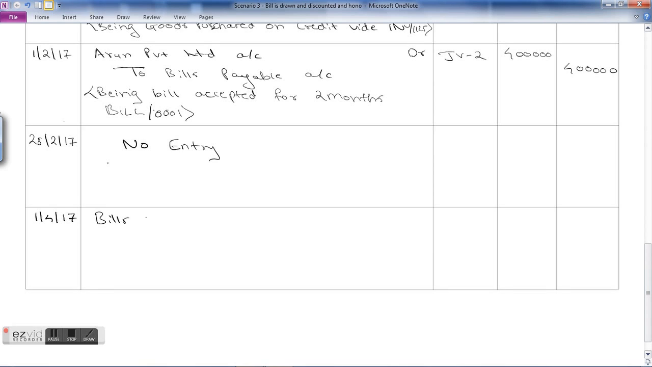So the entry will be bills payable account debit plus JV number 3, 4 lakh, to bank account. This is a bank account of Messrs. Akola and Brothers. This is not a Kaivalya bank account. Don't get confused.